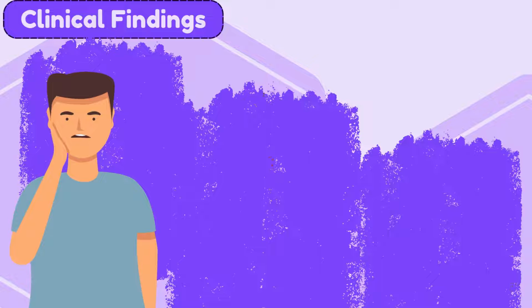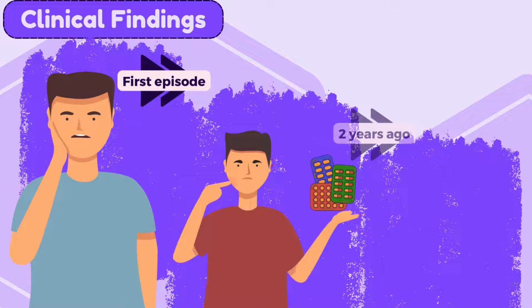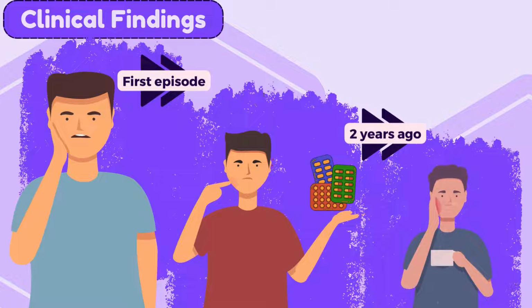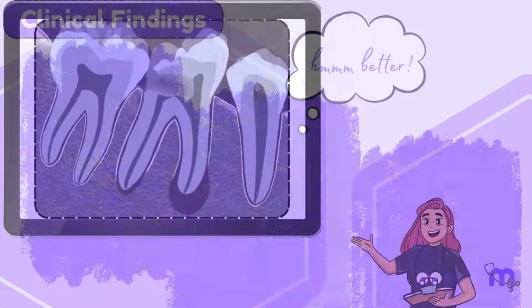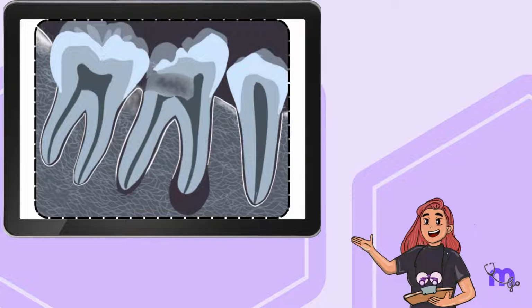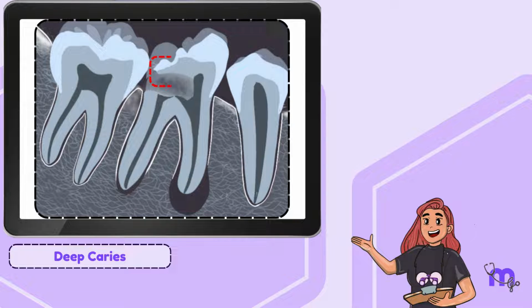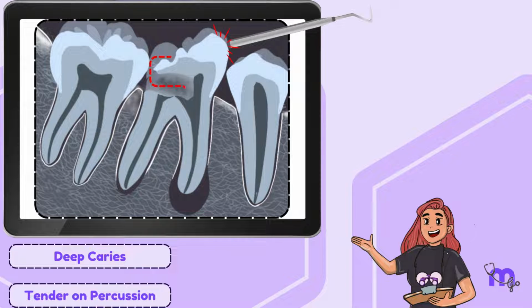Let us correlate this with the clinical findings. This patient came with pain in his lower right back tooth. After the first episode of pain that subsided with medicines 2 years ago, he experienced it again a couple of times and then was pain-free for a long time. As seen in the radiograph on intraoral examination, 4-6 had deep caries and it was tender on percussion too.